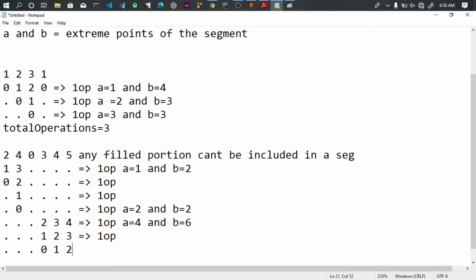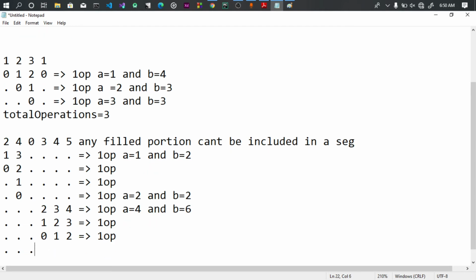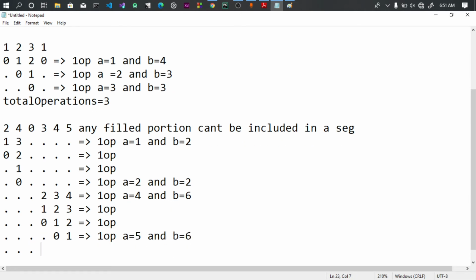So this will be reduced and this will be reduced as well. So one operation has been carried out. Now we're going to consider a new segment, but this part is already filled, so we have that already. And here we're going to consider this segment now and reduce it as well. One operation has been carried out where A is going to be equal to 5 and B equal to 6. Then we'll go again and reduce this to 0. One operation has been carried out where A is equal to 6 and B equal to 6.